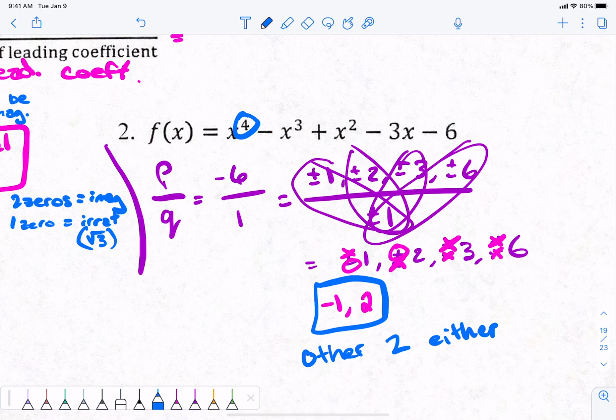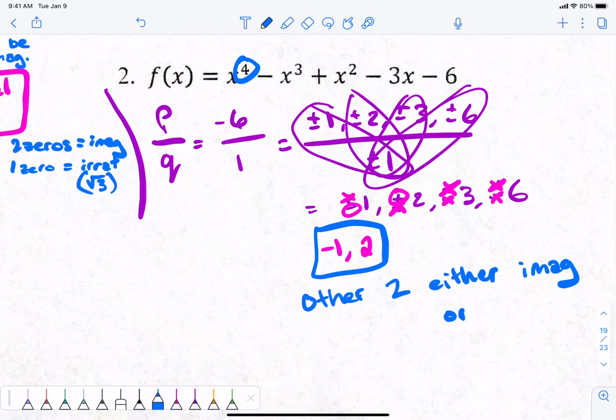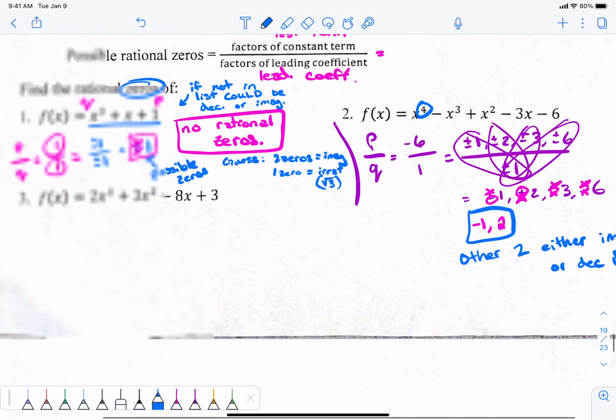imaginary or icky, like you said. Decimals, which are irrational, which are like square roots of things, right? Makes sense? We have 2 nice places that he crosses, -1 and 2. There he is. All right, let's go to the next one.